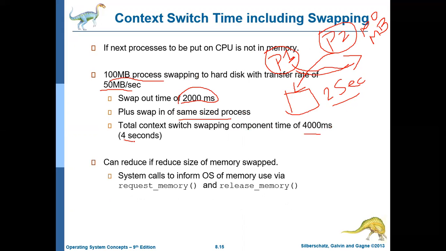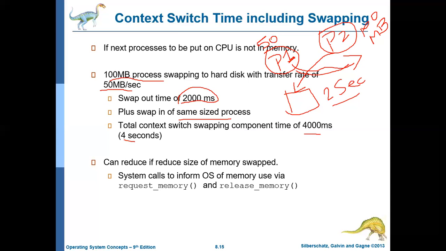Is there any way to reduce the swapping time? Yes, swapping time can be reduced if the size of the process is reduced. Say P1, the one that is to be swapped in, occupies only 50 MB. Then obviously the time will be reduced. You need not require 4 seconds; it can be done in 3 seconds itself.